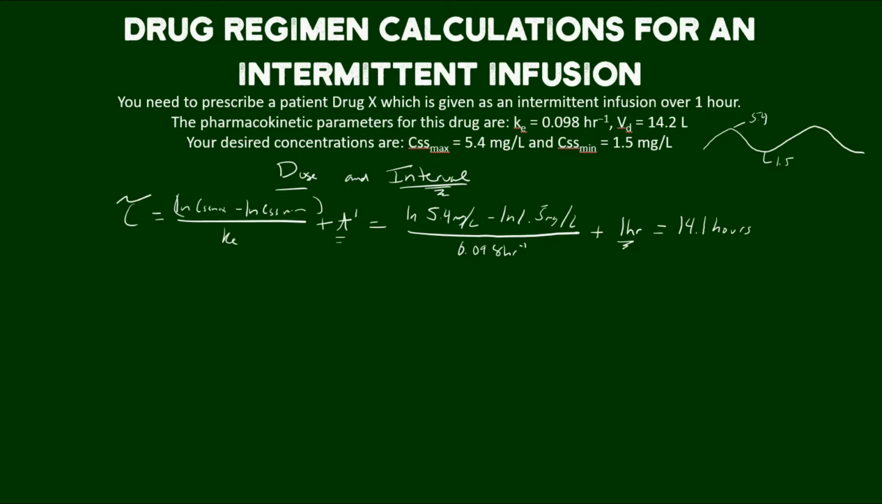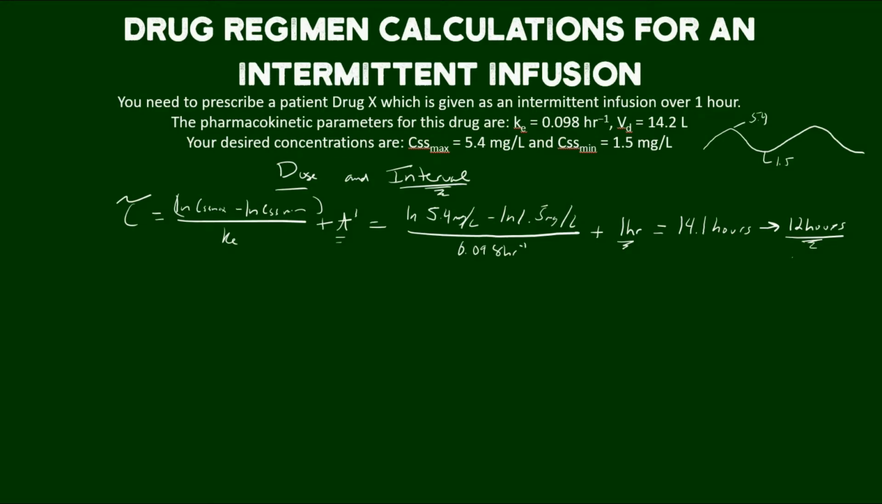14.1 hours. However, 14 is not really a typical dosing interval we use. This could be drug and context specific, but we usually round it to a more natural interval that we see, like 12 hours. So let's say that's what we decided here, 12 hours. With that information, let's go ahead and calculate a dose for this intermittent infusion.